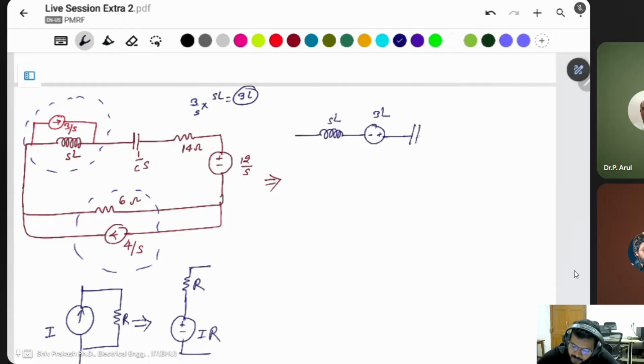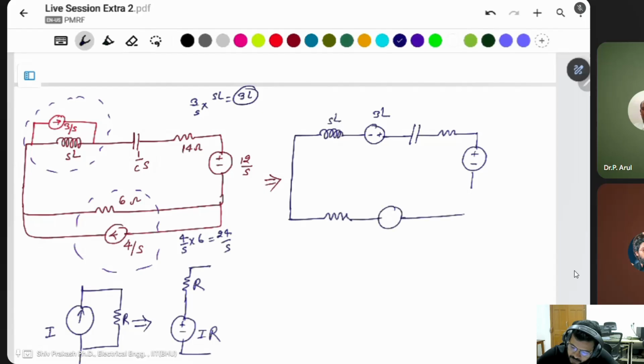Then after this is a capacitor, a resistor and a voltage source. This is also transformed: 4 by S into 6 will be 24 by S. The voltage source and the resistor are the same, 6 ohm. The arrow is positive. 24 by S, 6 ohm. This is 12 by S, this is 14 ohm, this is 1 by CS.